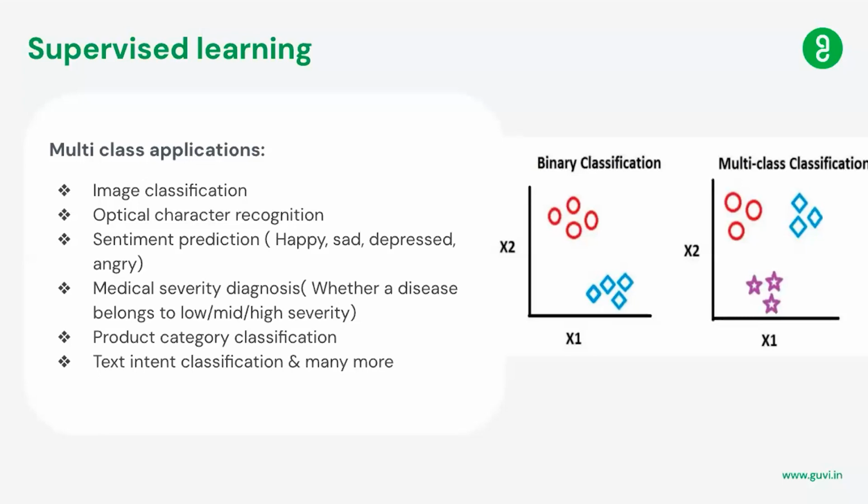Sentiment prediction task, where you want to decide multiple sentiments, whether a particular text is, say, happy, sad, depressed, angry. Medical severity, whether a disease belongs to a low severity, high severity, but whenever you want to categorize it into more than 2 categories, it becomes a multi-class. All of these are real world applications of multi-class classification.